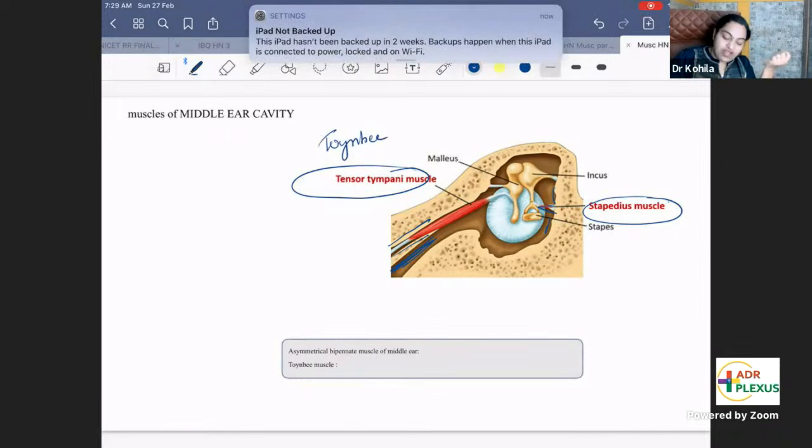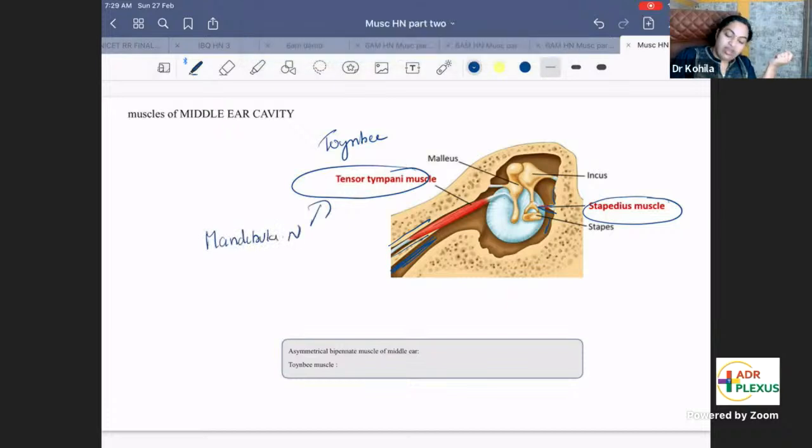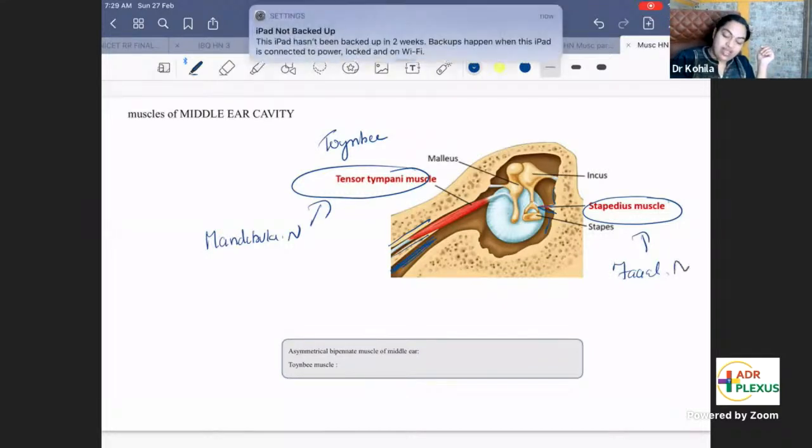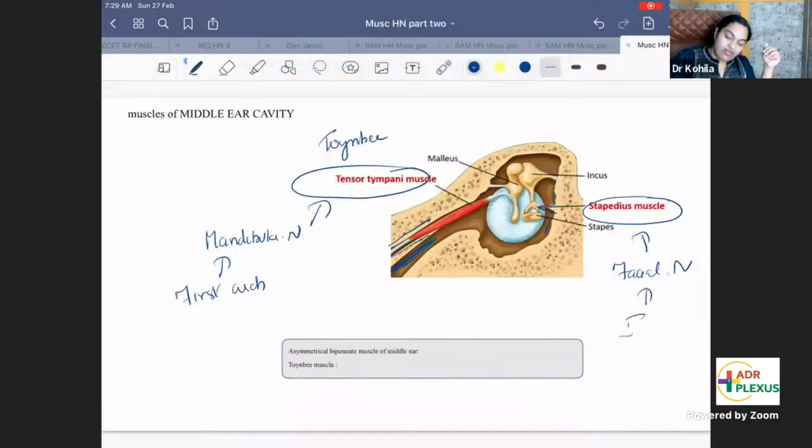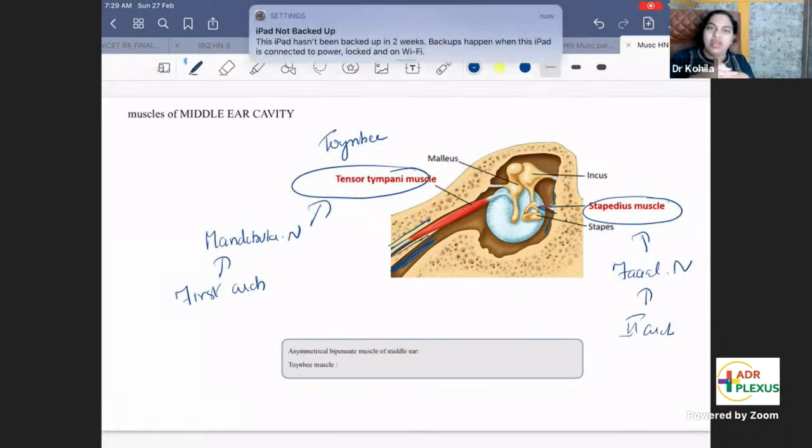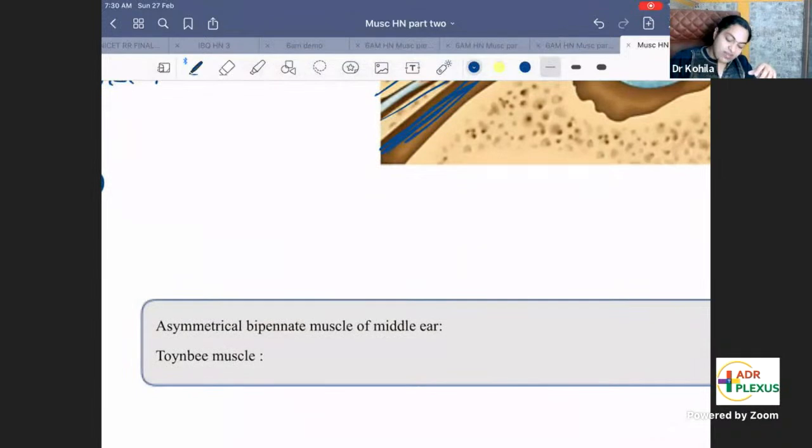Now, can you tell me the nerve supply for tensor tympani? From the mandibular nerve. For stapedius, very good, Dr. Prakalya, that's the mandibular nerve. Stapedius is the facial nerve. So this is the nerve of the first arch, and that's the nerve of the second arch. The function of these muscles is just to dampen the sound vibrations. So injury to the facial nerve, paralysis of the stapedius, will result in hyperacusis. The asymmetrical bipinnate muscle of the middle ear is stapedius.